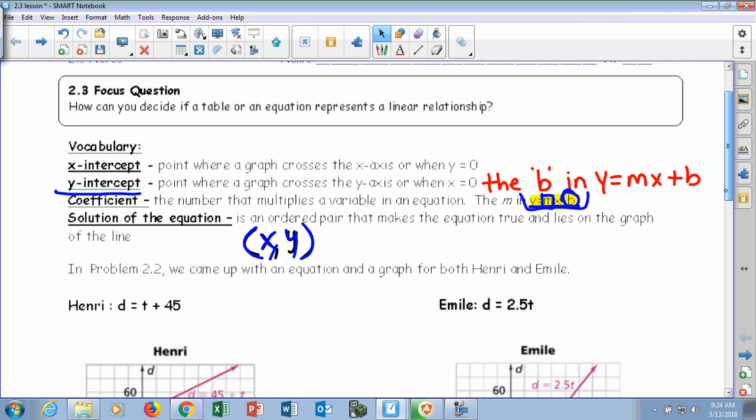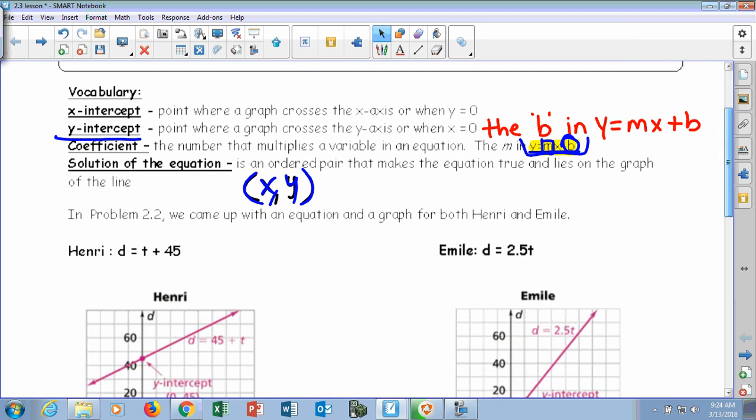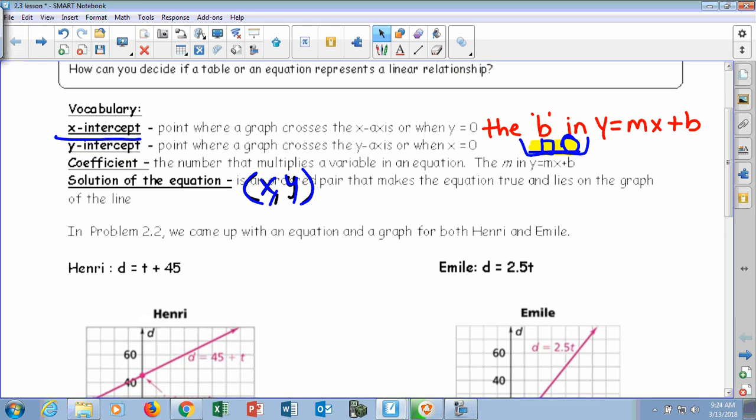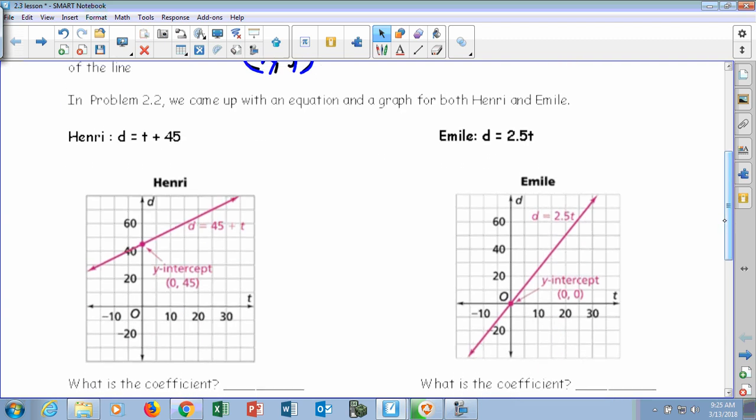So if we get started, it says, in problem 2.2, we came up with an equation and a graph for both Henry and Emil. Henry's equation, they were nice and gave us the equations. They said d equals t plus 45. And Emil, they said d equals 2.5t.